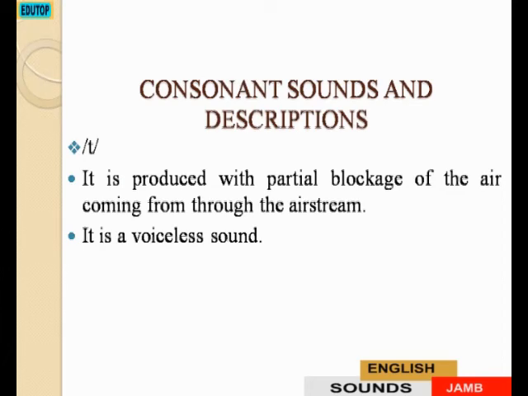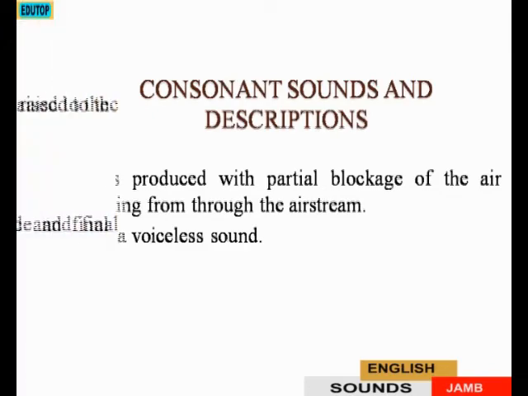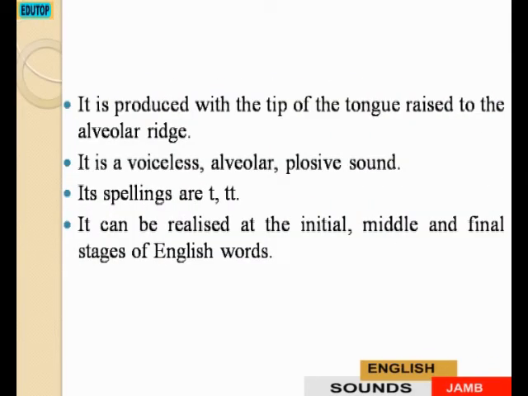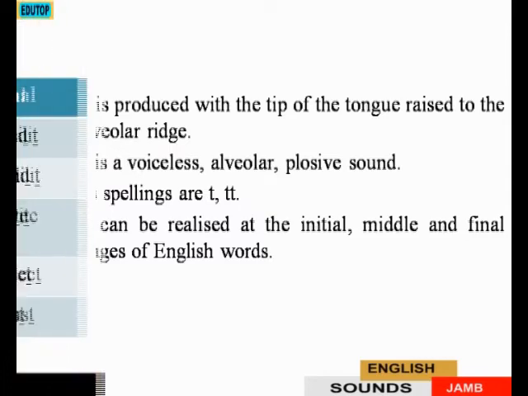T. The sound is paired with D. So, T is produced with a total obstruction of air coming from the oral cavity. It is a voiceless sound. It is produced with the tip of the tongue raised to the alveolar ridge. And then you can say it is a voiceless alveolar plosive sound. Its spellings include T and double T. It can be realized at the initial, middle, and final positions of English words.